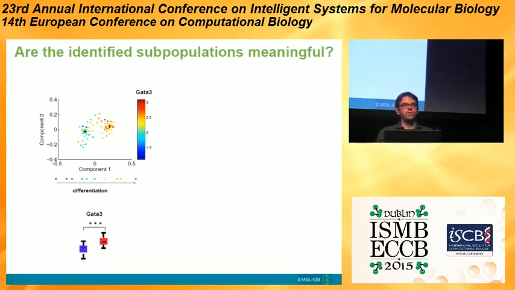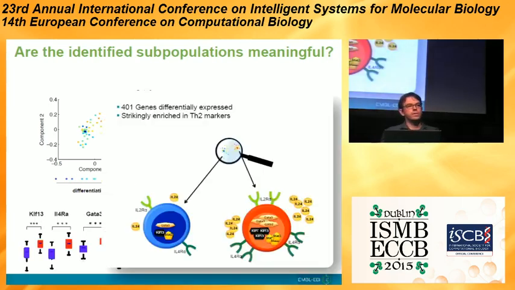We not only found GATA3 differentially expressed, but a whole battery of T-cell differentiation markers. There are 401 genes that include many of these cell surface markers, IL-4A and others, that we expect to see in T-cell differentiation processes.